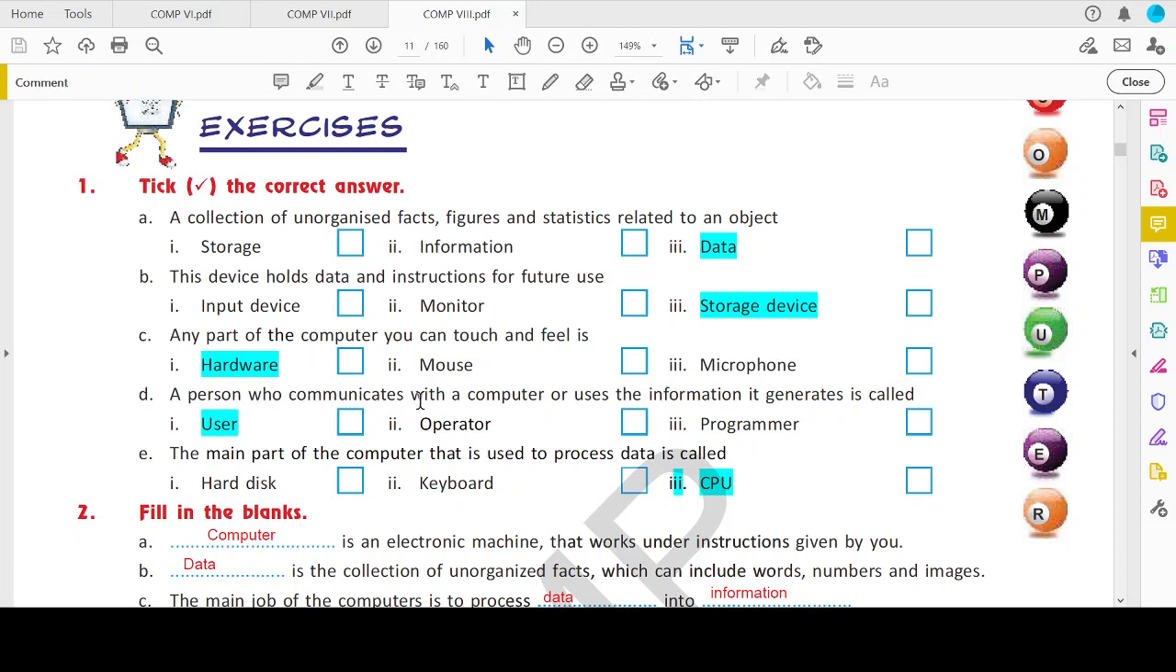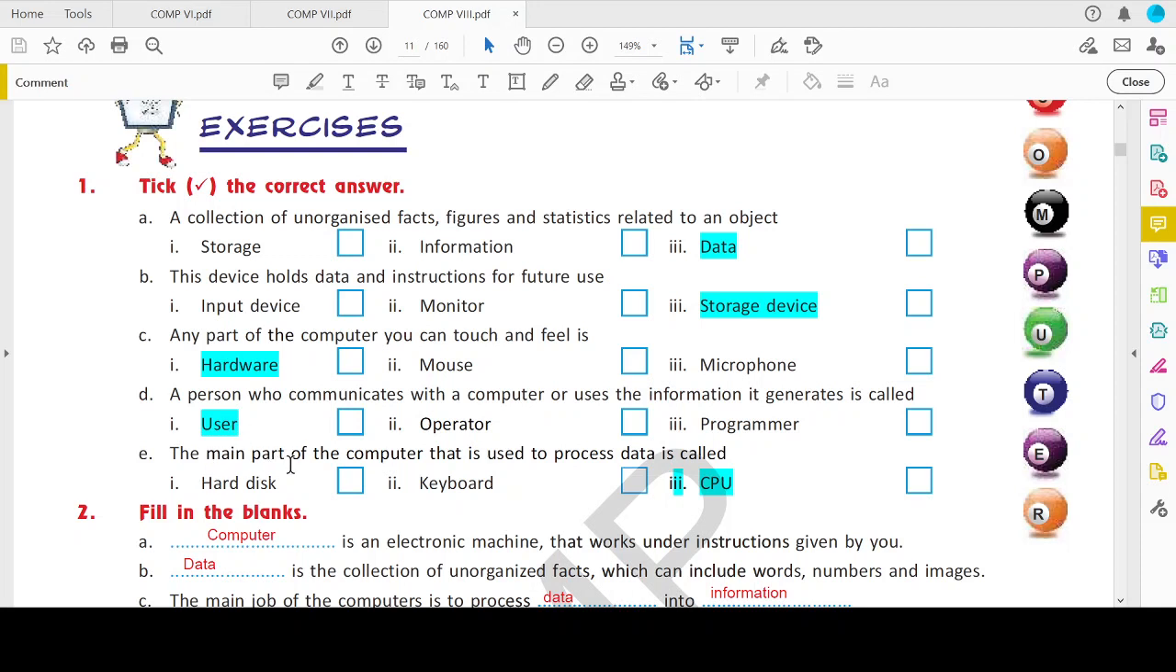A person who communicates, that is who gives instructions to a computer, and who generates the output by giving instructions, that is he is communicating. A user is communicating with a computer, and who uses the information it generates is called a user. He may be an operator, he may be a programmer, but in a broad sense, he is a user. Okay, so the most appropriate option is user.